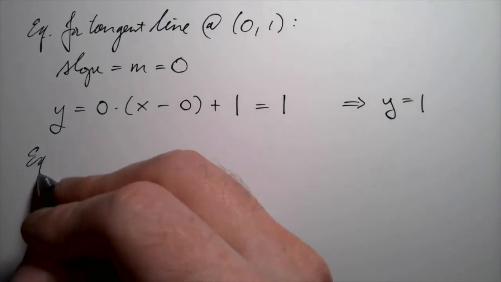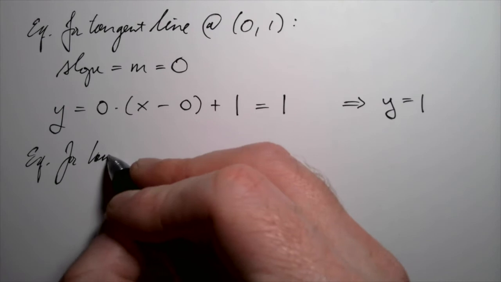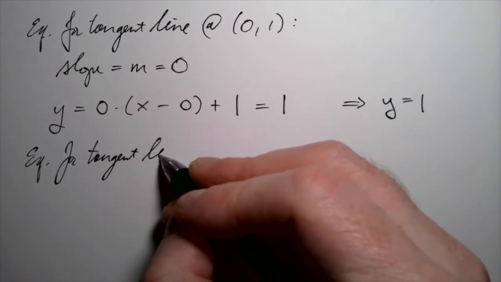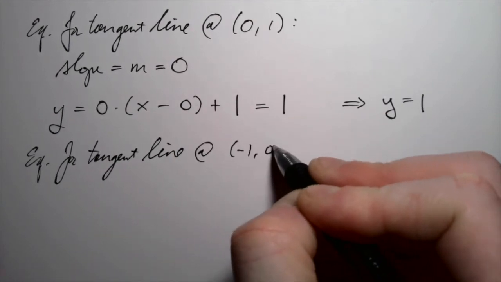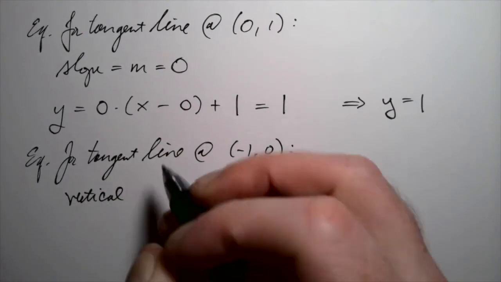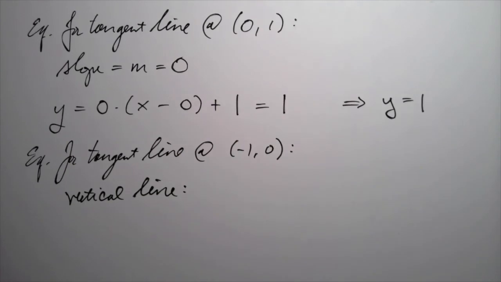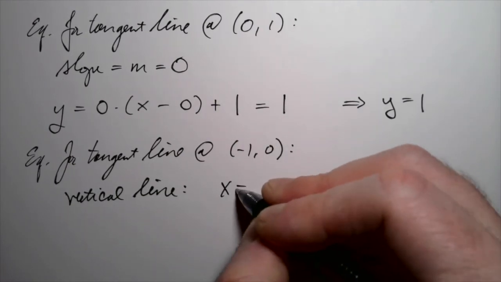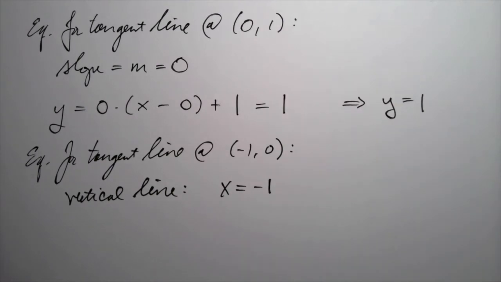Now finally, what about the equation for the tangent line at minus 1 comma 0? Well, it's a vertical line. It doesn't have a well-defined slope. But vertical lines at a particular x-coordinate do have an equation. It's just given by setting x equal to minus 1. So that's the equation for the tangent line at that point.